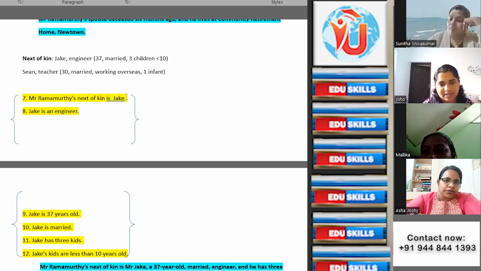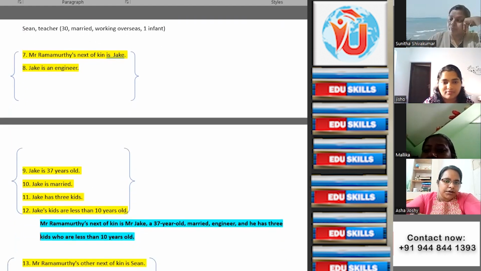Mr. Ramamurthy's next of kin is Jake. Jake is an engineer. Jake is 37 years old. Jake is married. Jake has 3 kids. Jake's kids are less than 10 years old. So, with these 6 simple sentences, we are transforming to a compound sentence like this.